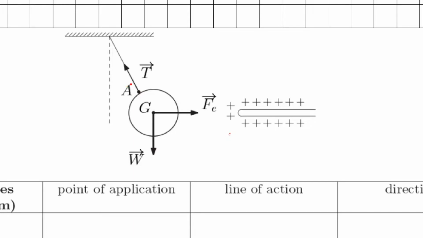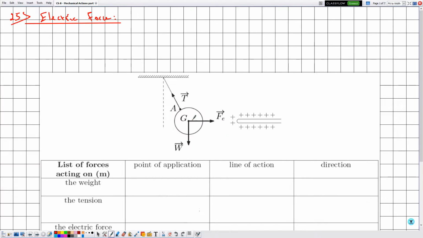Notice that T is represented along the string, and this is extremely important because the line of action of T is always along the string. Now, the solid S is shifted to the right due to the action of an electric force exerted by this metallic rod on the solid S.